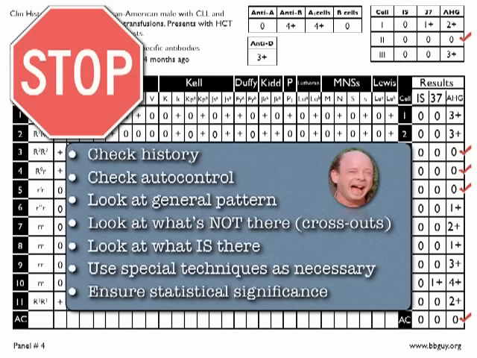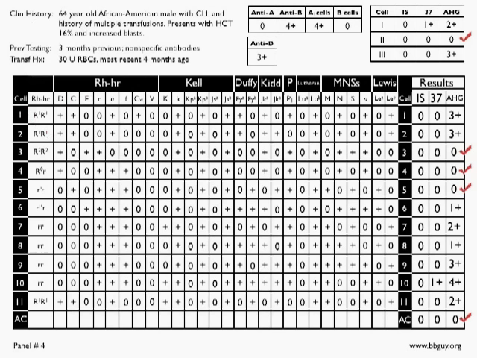Okay, so here's what we have. We have a clinical history of a 64-year-old African-American male. He has CLL with multiple transfusions, but now it looks like he's in blast crisis because his hematocrit is low and he has increased blasts on the peripheral smear. He's been transfused a lot. He's had some nonspecific antibodies, and 4 months ago, he got his most recent transfusion from his history.